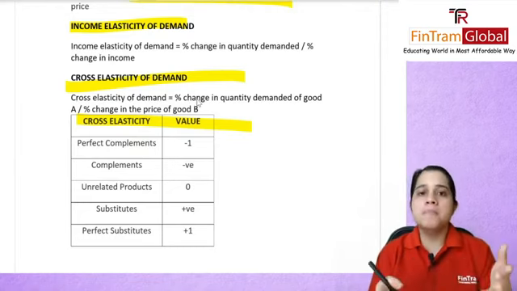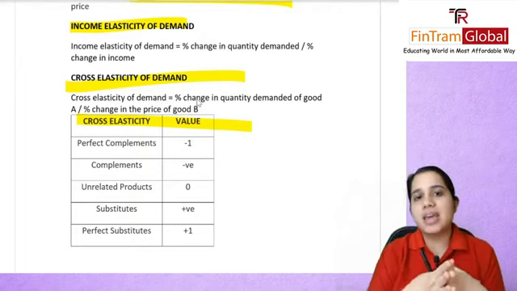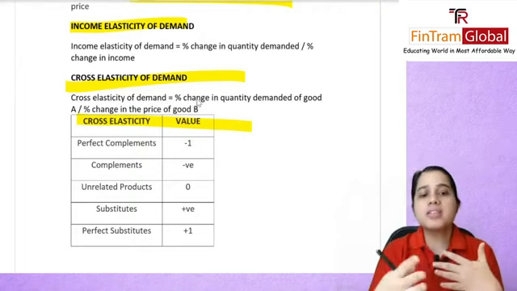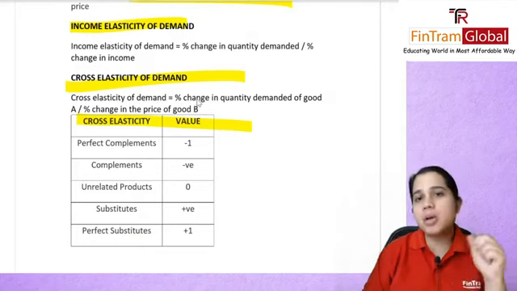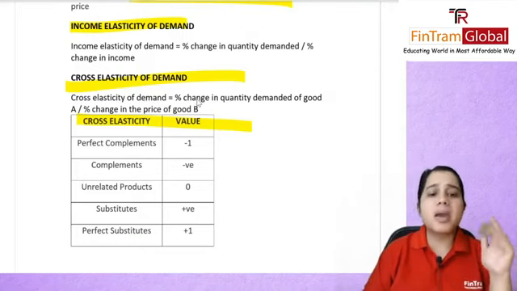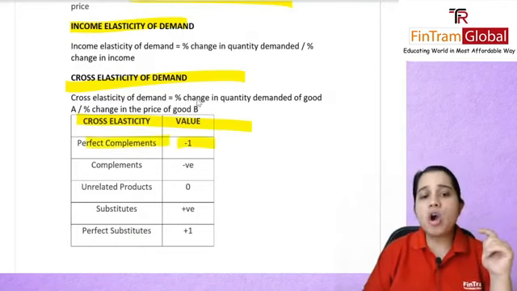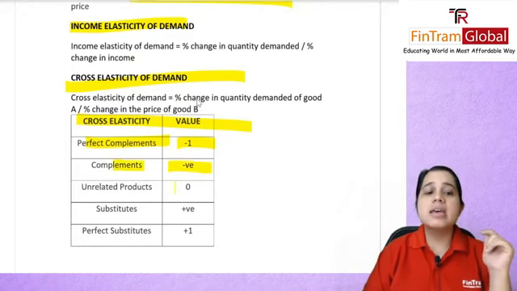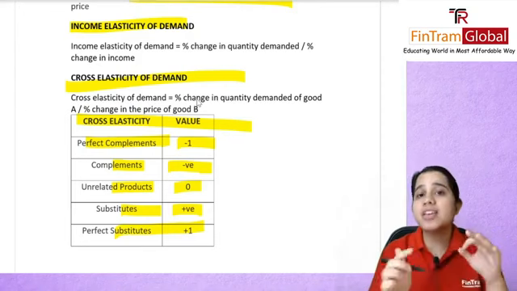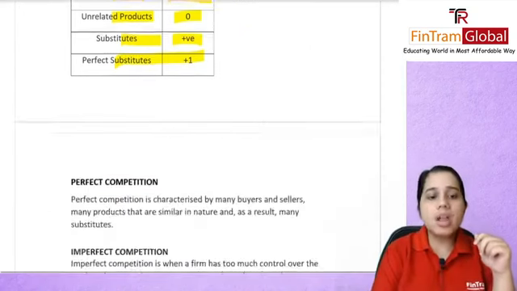So what are the types of goods? Are they complements, are they perfect complements? It's good practice to keep this in mind: if it's -1, they are perfect complements, negative means complements, 0 unrelated, positive substitute, and if it's +1, they are perfect substitutes for each other.